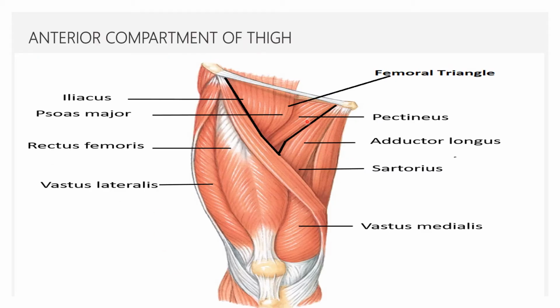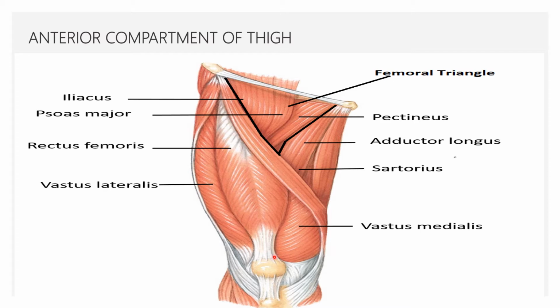This is a picture of anterior compartment of the thigh. You can see a large muscle present in the anterior compartment of the thigh, that is the sartorius. Sartorius is the longest muscle of the body. The word sartor means tailor. It is a tailor's muscle because it sews the femoral triangle as well as, in the lower part of the thigh, it sews the adductor canal.